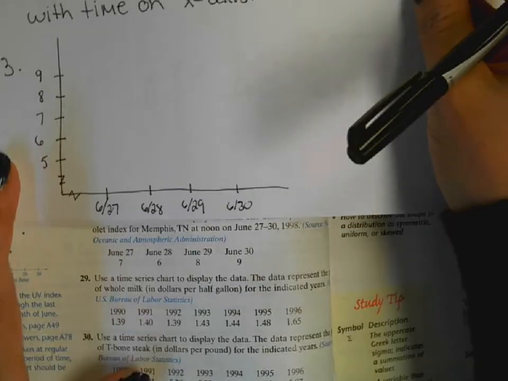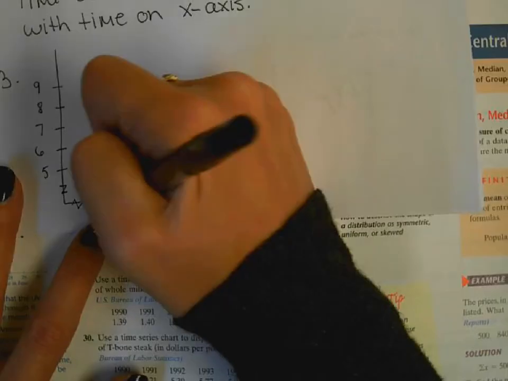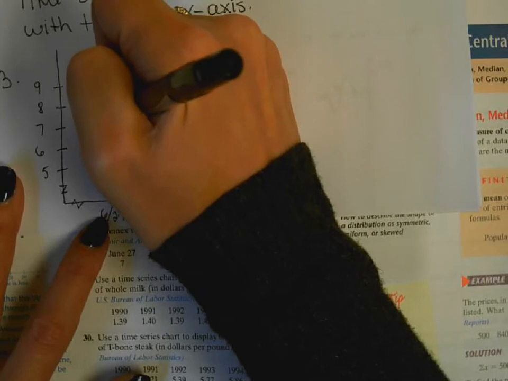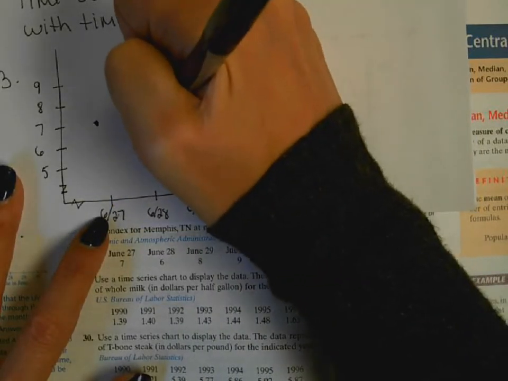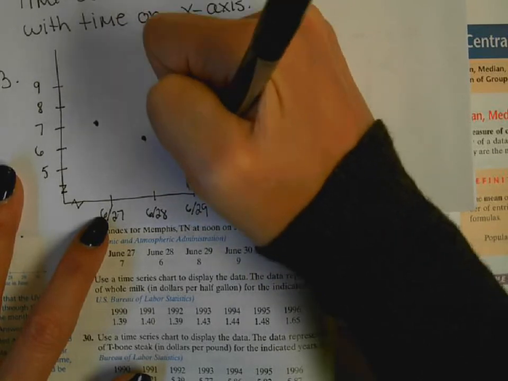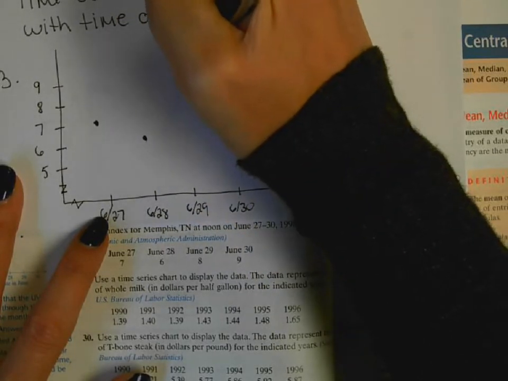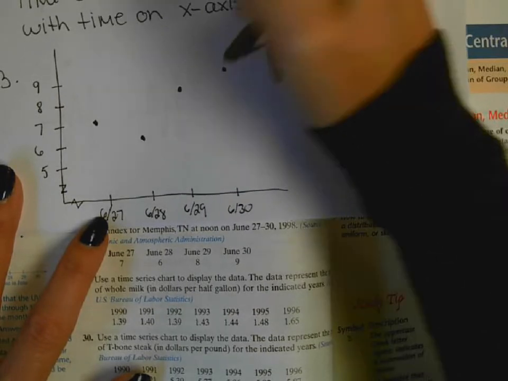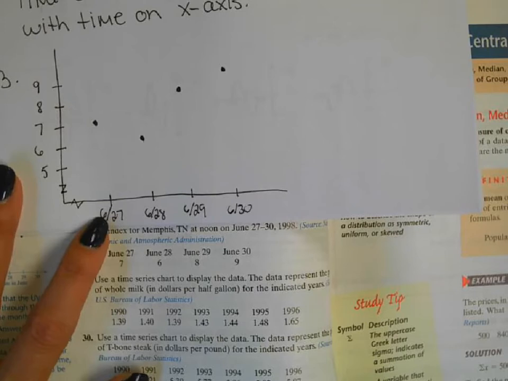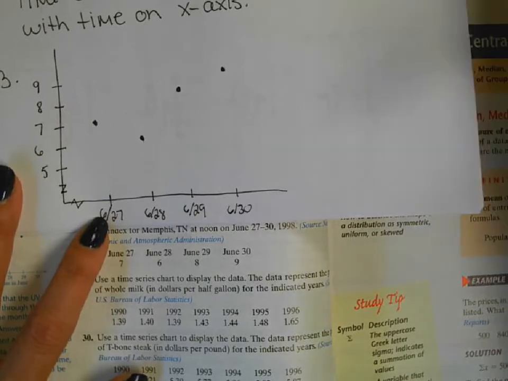And then we'll just put a dot for each one. It's a scatter plot. So June 27th, we're at 7. June 28th, we're at 6. Then it jumped to 8. And then 9. And it is a scatter plot, nothing connected, no trend lines. That's it. Okay.